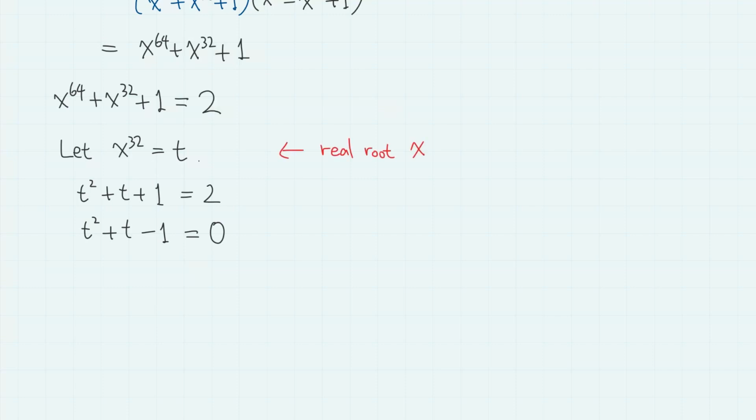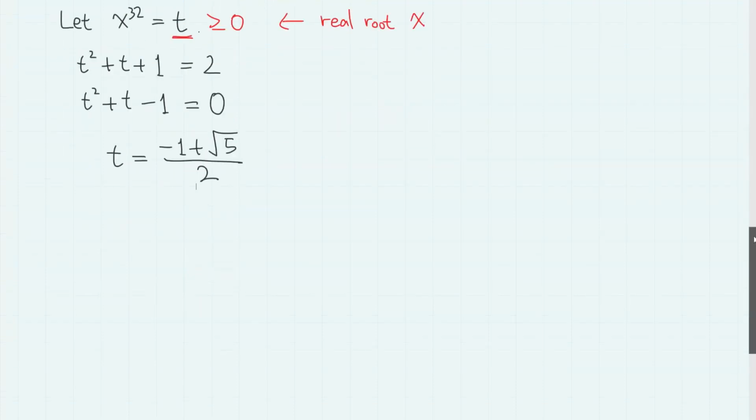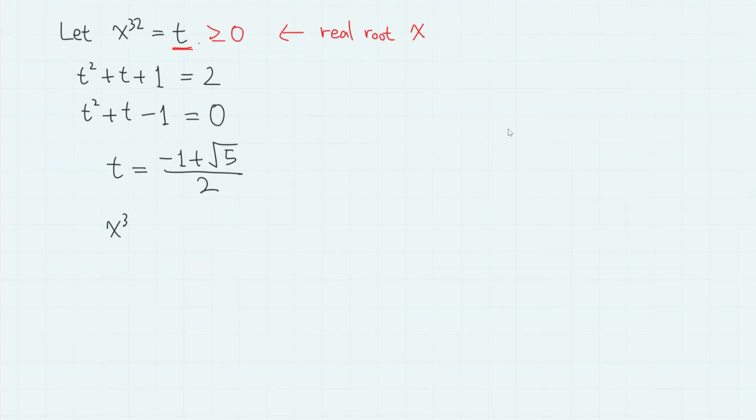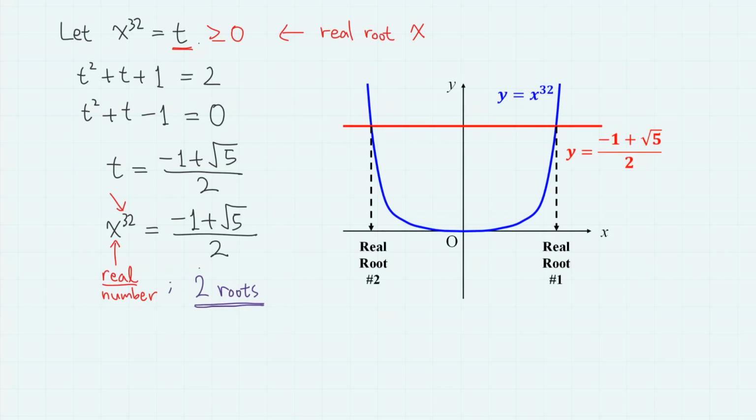We are looking for real number x, and when x is real, t, which is x to the power of 32, is non-negative. Therefore, we choose the non-negative value for t, which is minus 1 plus square root of 5 over 2. This means that x to the power of 32 equals minus 1 plus square root of 5 over 2. Here, we don't have to be scared about this degree 32 because we are only looking for real roots. And there are only two real roots for an equation like this.